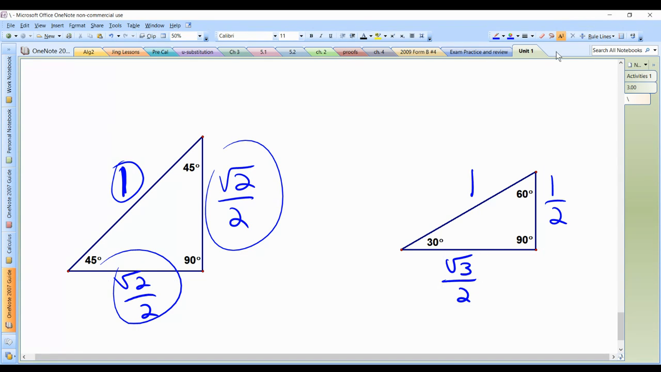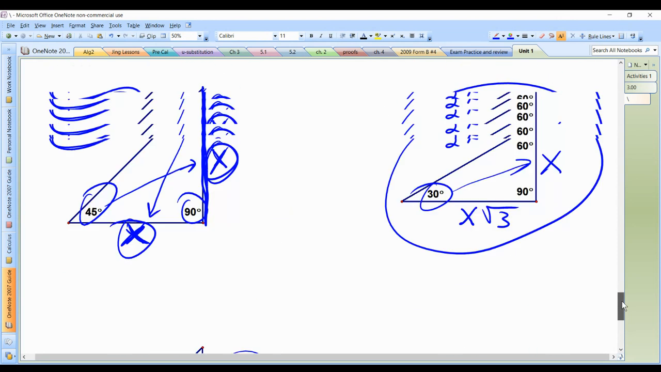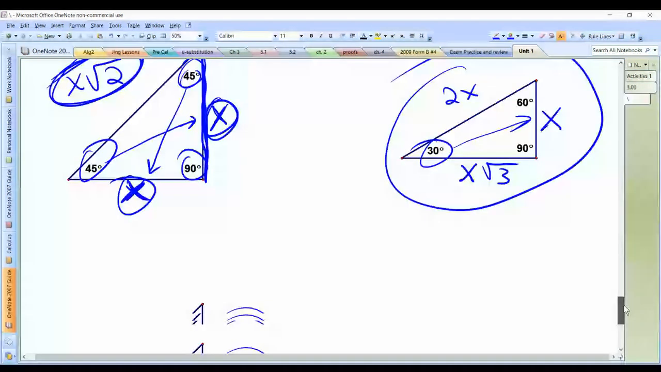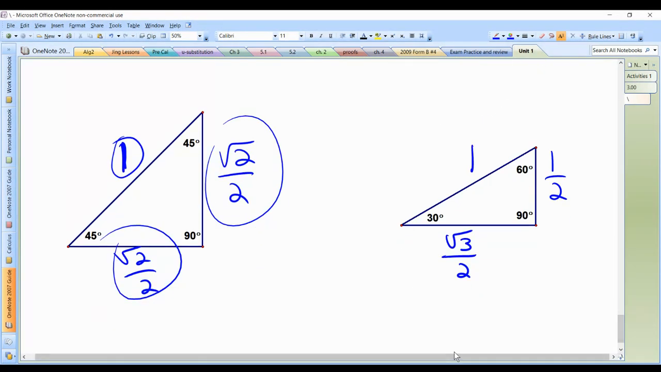Use those ratios, use those relationships between sides to answer the problems in the practice exercises.